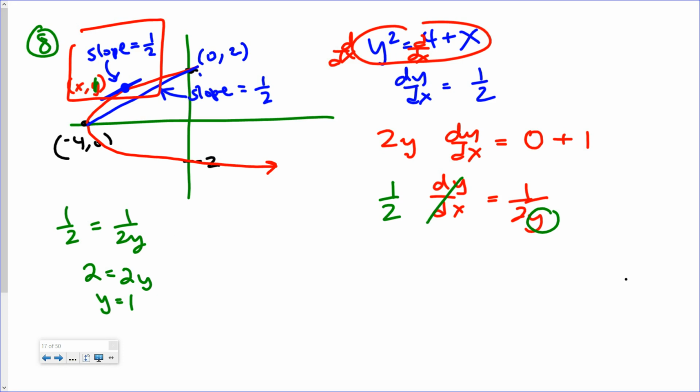What's going to be the x value at this point? How do I find the x value? Yeah, you just plug in, because remember it's on the parabola. I'm going to let you do that.